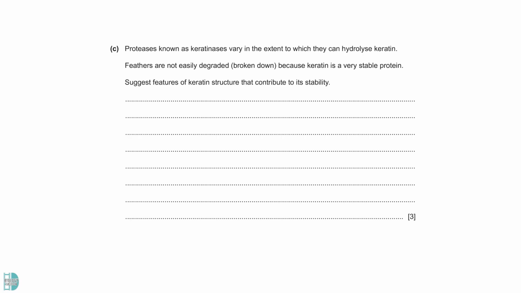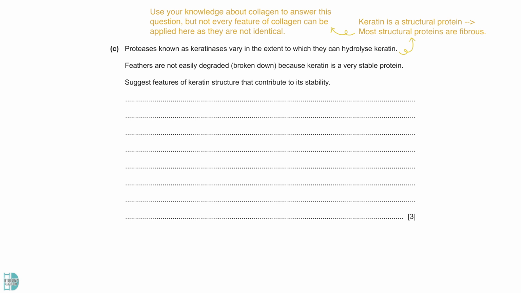C suggests features of keratin structure that contribute to its stability. At the start of this question, it was mentioned that keratin is a structural protein. Most structural proteins are fibrous. So, you can use your knowledge about collagen to answer this question. But be careful that, even though they are both fibrous proteins, they are not identical. So, not every feature of collagen can be applied here.